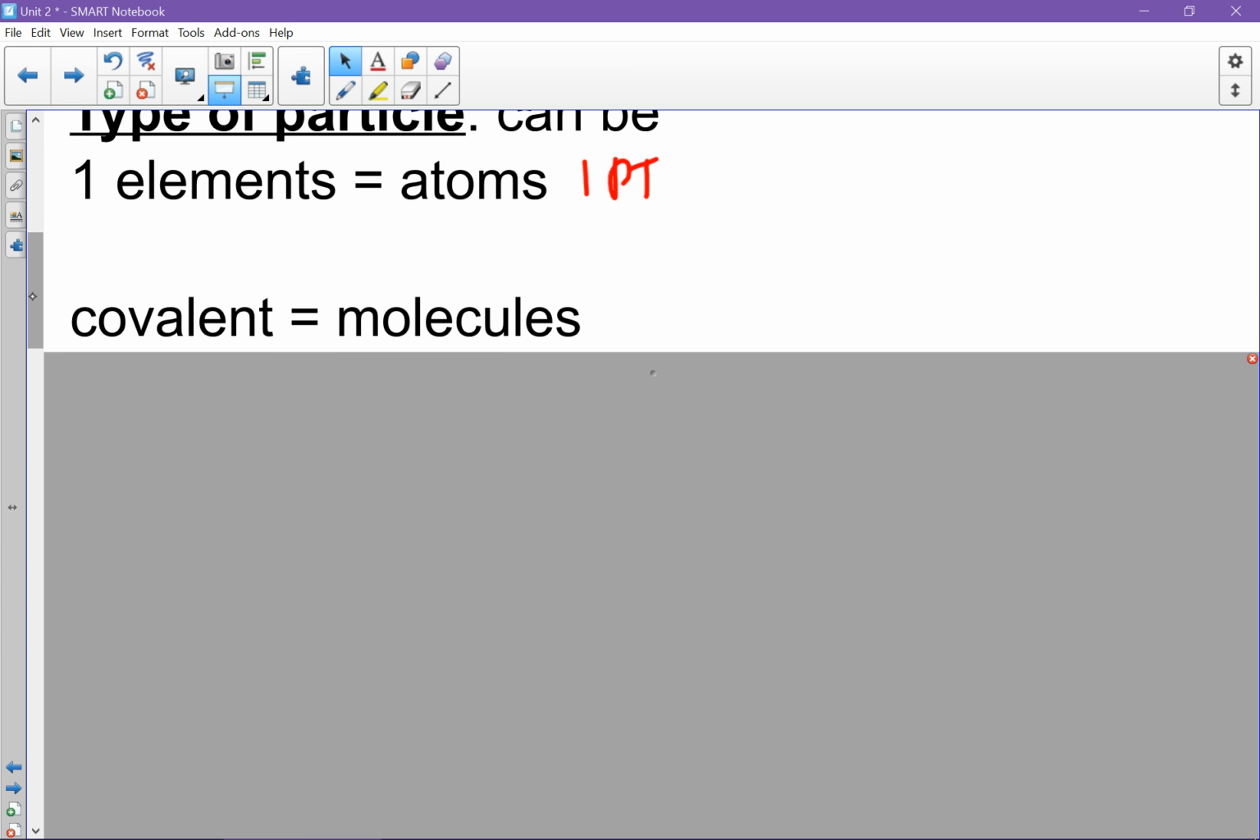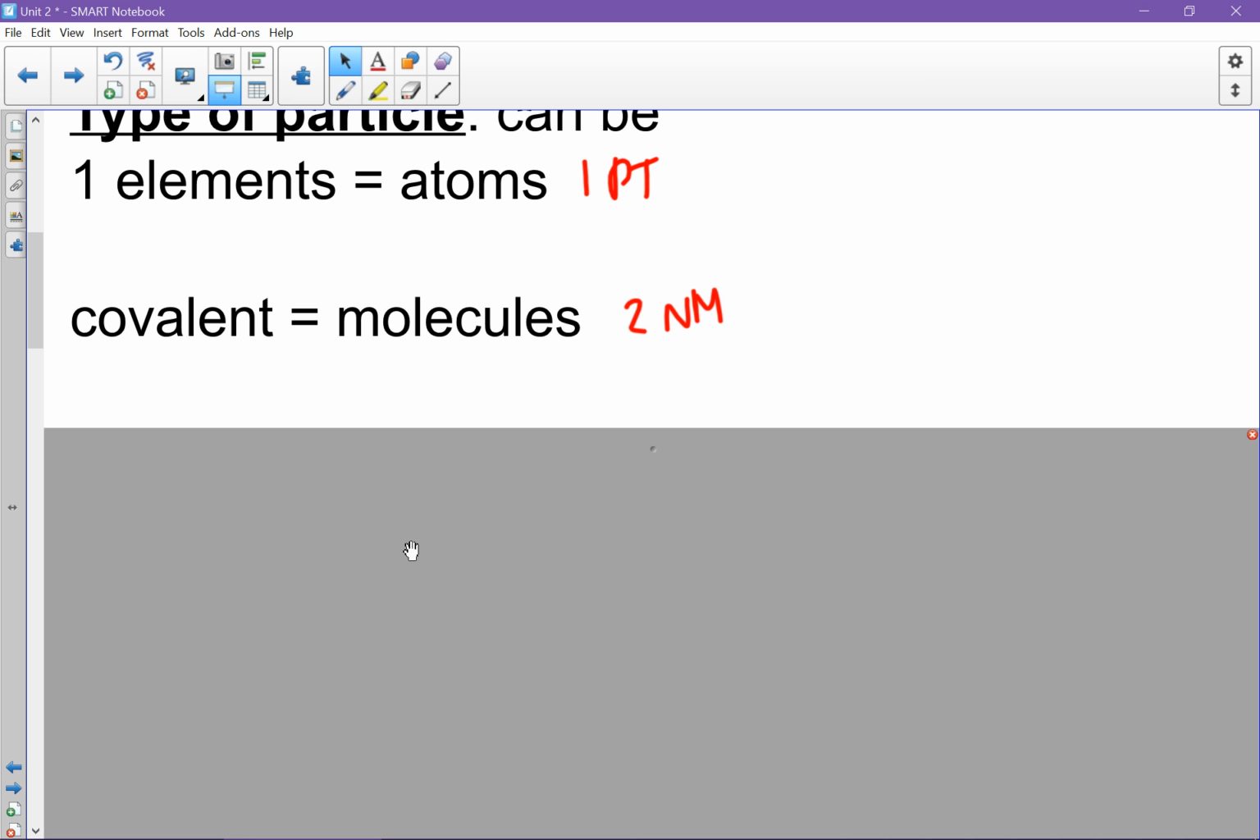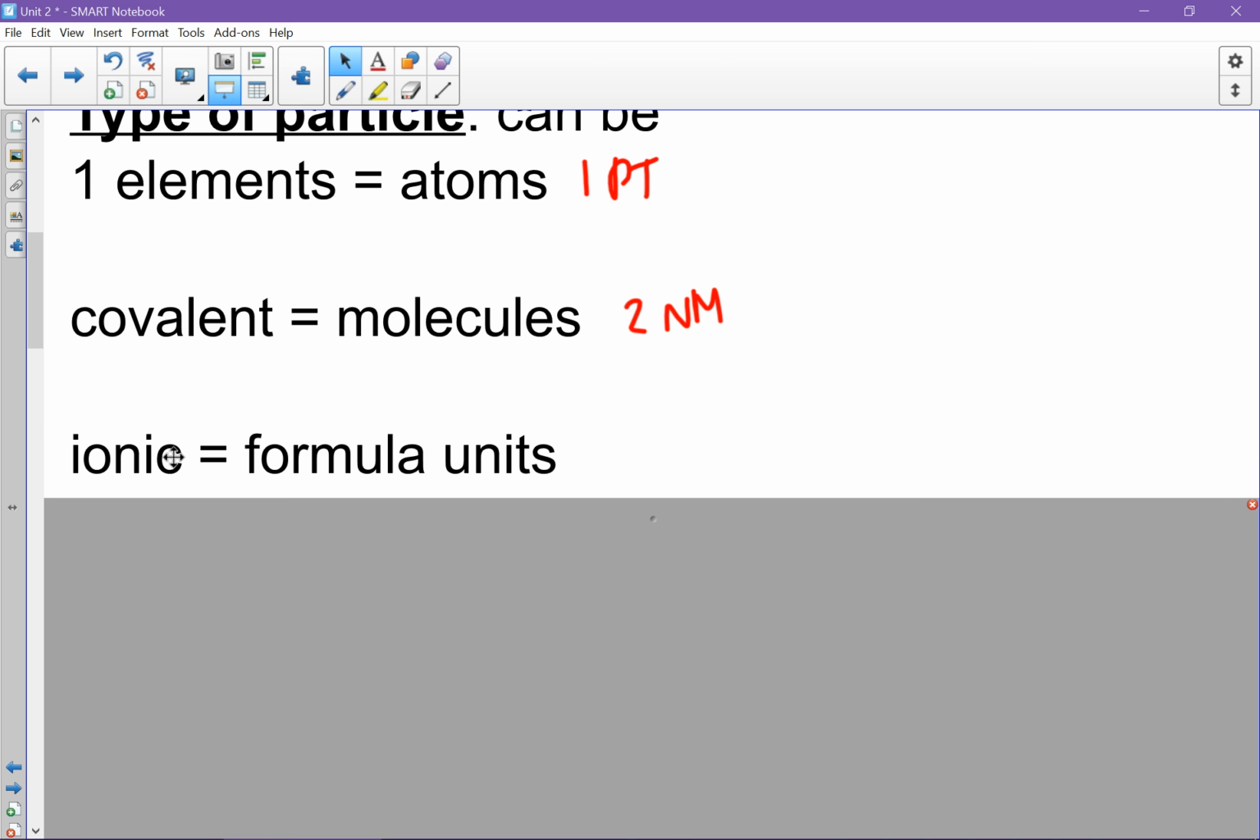If you see something that is covalent, then the particle is molecules. If you forgot what covalent means, remember that it is two nonmetals. So covalent compounds are made of molecule particles. And if it's not an element and it's not a covalent compound, then it's something called ionic, and then the particle is formula units.